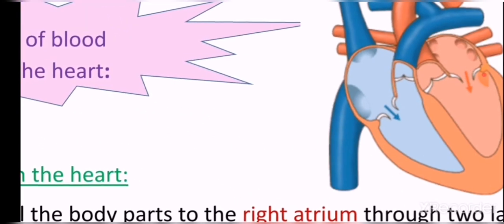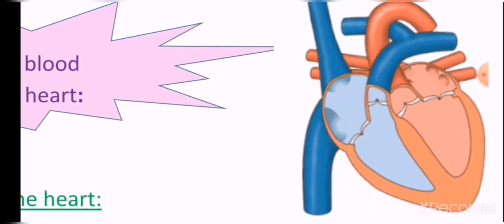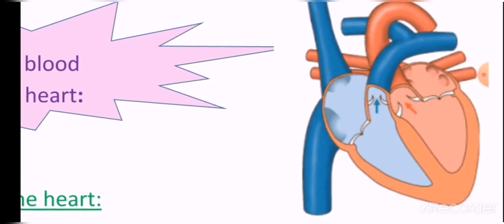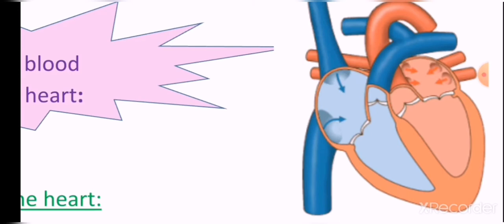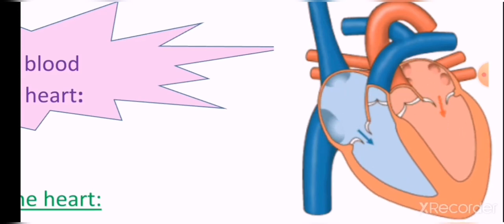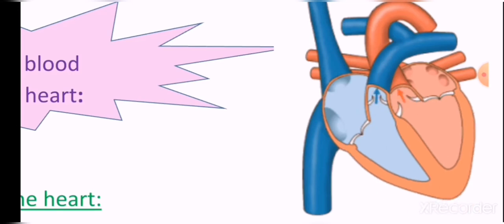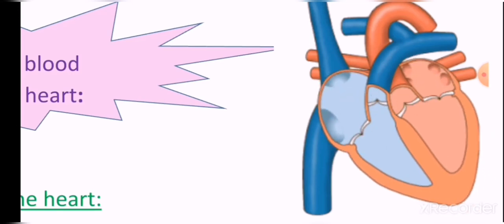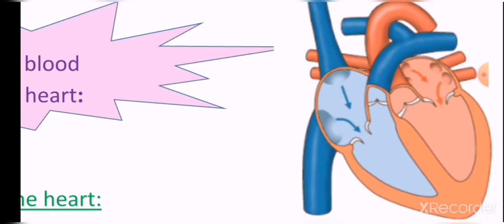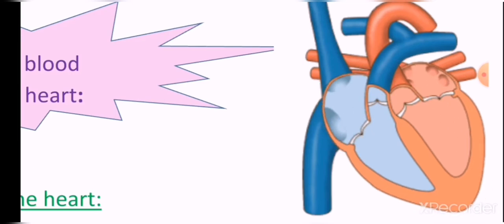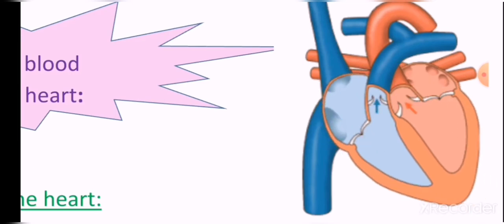So again, the blood comes from all the body parts. They enter the heart. They enter a chamber which is called the right atrium through the superior and inferior vena cava. Then the blood flows from the right atrium to the right ventricle through the valve. As we know, the function of the valve is to allow the blood to flow from atrium to ventricle and prevent it from returning back.